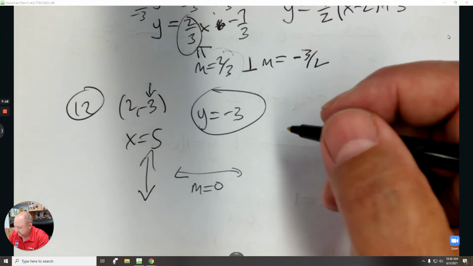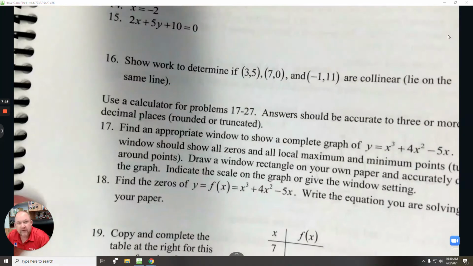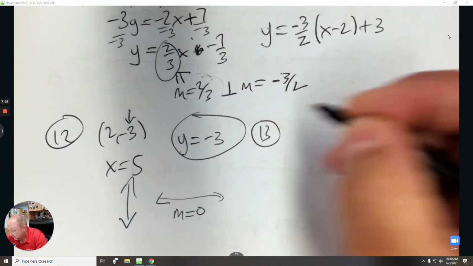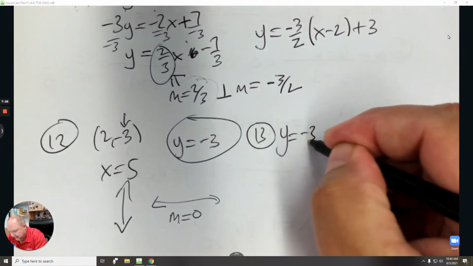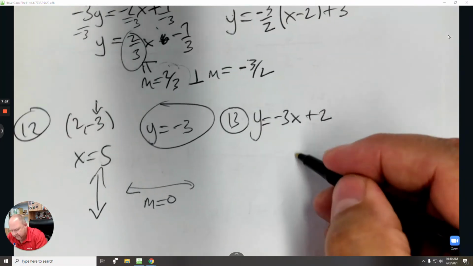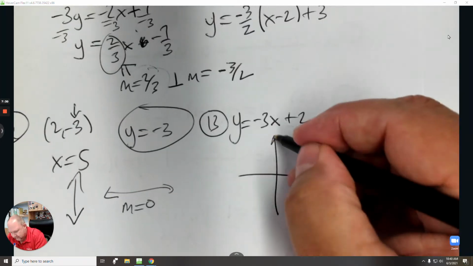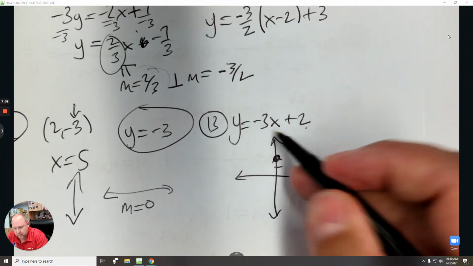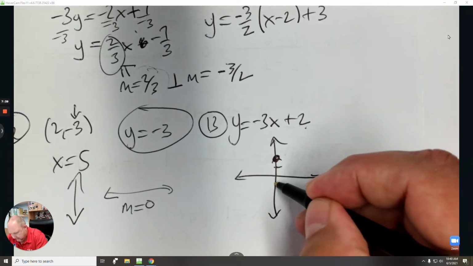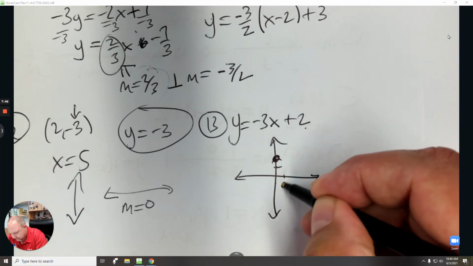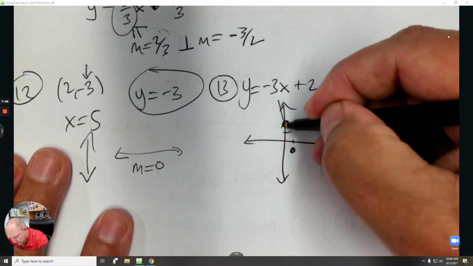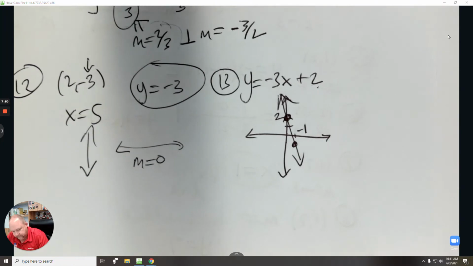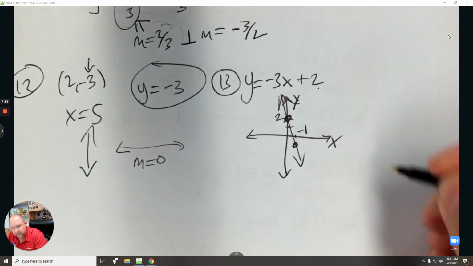Question number 13. Turn the page with me. So next, can you graph these lines without a calculator? Let's look. It's okay to graph it without graph paper. It's just a line. So if I'm going to graph this, recognize the y-intercept, which is 2, and the slope, which is negative 3. So down 3 and to the right 1. So put those 2 points down and then draw your line. Good to label your axes.